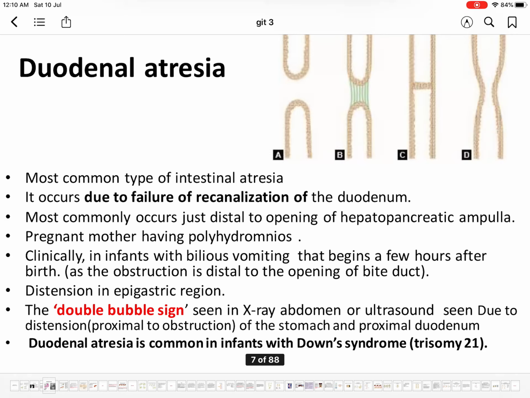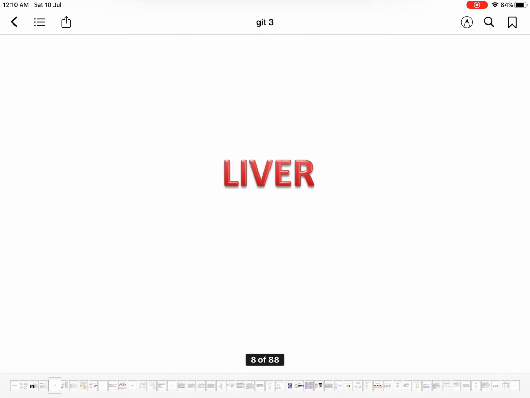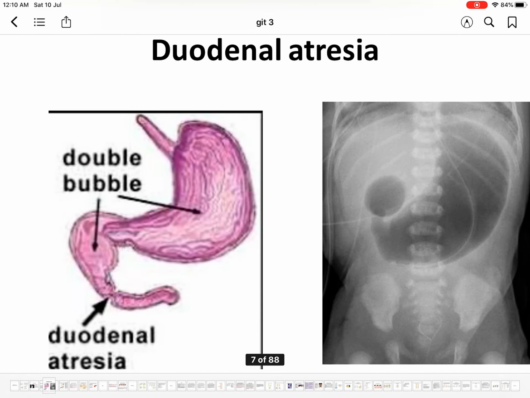Because proximal to the obstruction, the proximal part of the duodenum and stomach will be dilated. And this duodenal atresia is common in infants with Down syndrome. Here you can see the duodenal atresia. This is the site of duodenal atresia. This one.